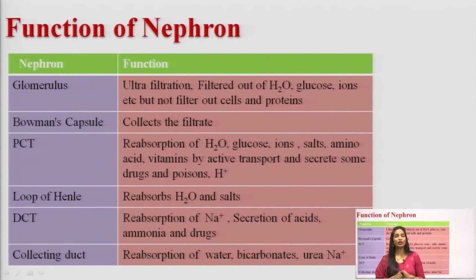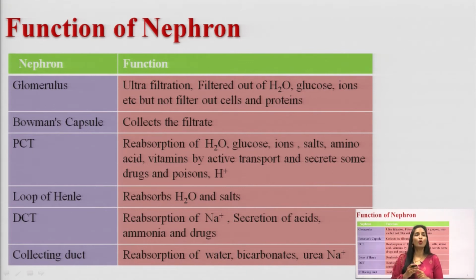And next we will see the function of a nephron. If I am talking about the function of a nephron, we will talk about the individual parts. First we will discuss the glomerulus. It performs ultrafiltration. It will filter the water, glucose and a lot of ions, but it cannot filter the cells and proteins. The glomerulus is a mesh-like structure where you can see the ultrafiltration. It can filter water, glucose and ions, but it cannot filter proteins and large cells.